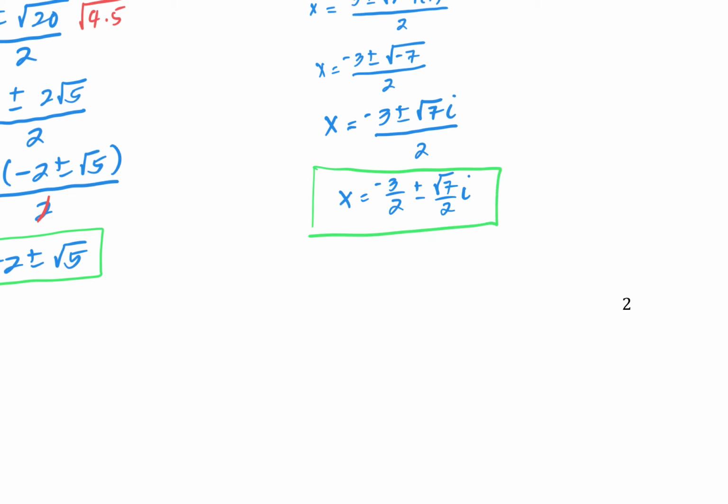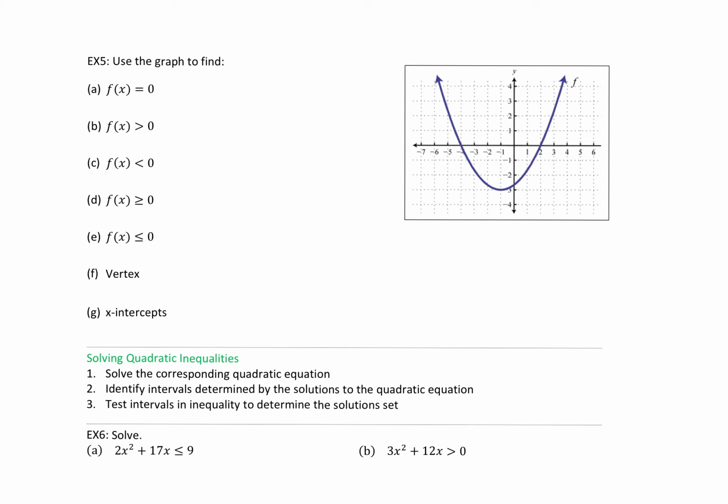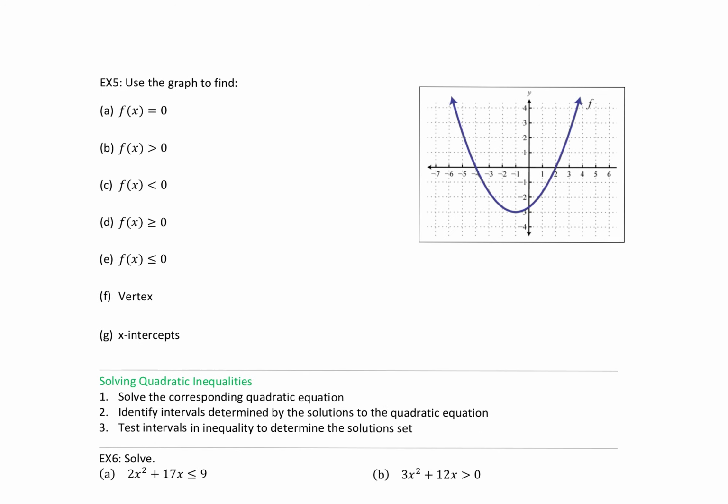Okay, the last thing that we want to talk about is inequalities. So the first thing I'm going to do is look at this graph here. This is a graph of a quadratic equation or quadratic function. And there are some things that I can tell from this graph.